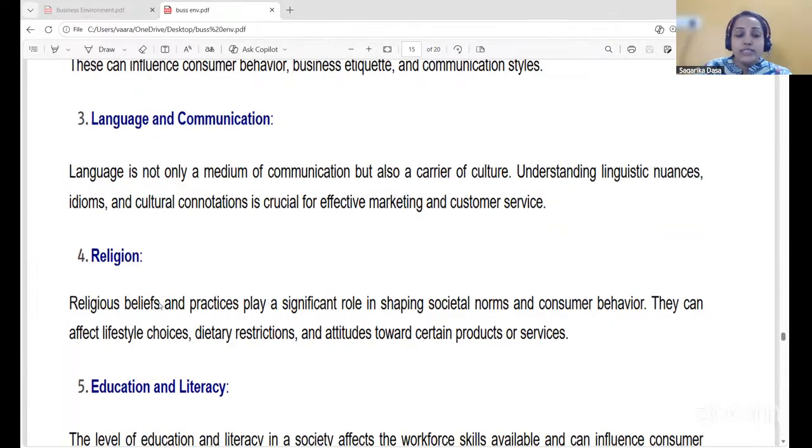Religion. Religious beliefs and practices play a significant role in shaping societal norms and consumer behaviors. So, like that, religion also has a major impact on business organizations, to whom we are producing the goods. So, based on the religion also, the products must be redefined.